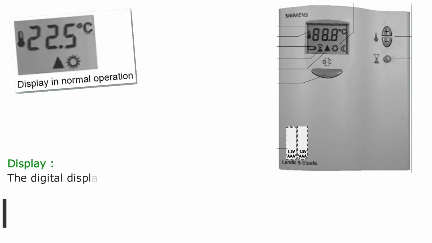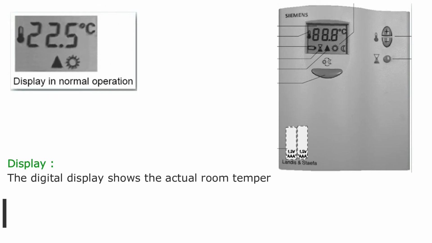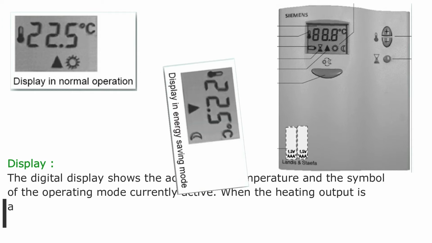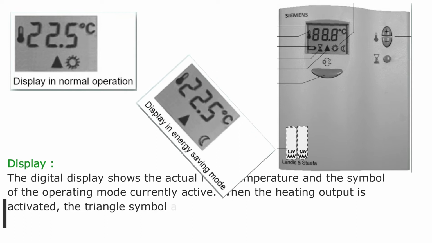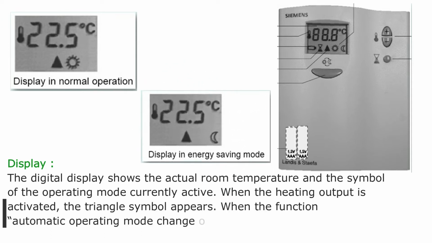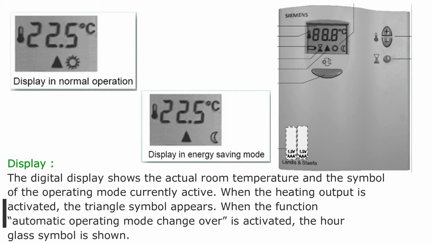Display. The digital display shows the actual room temperature and the symbol of the operating mode currently active. When the heating output is activated, the triangle symbol appears. When the function automatic operating mode changeover is activated, the hourglass symbol is shown.